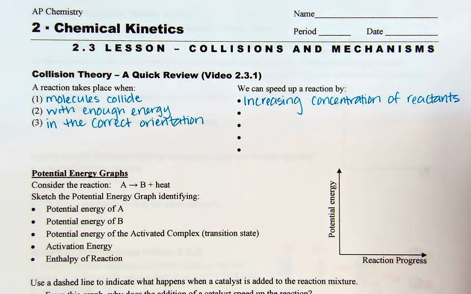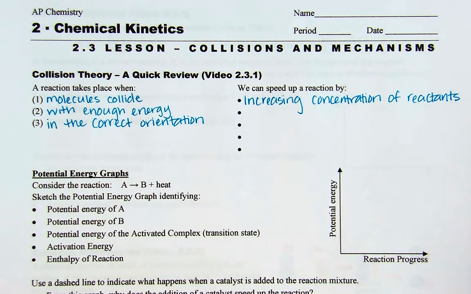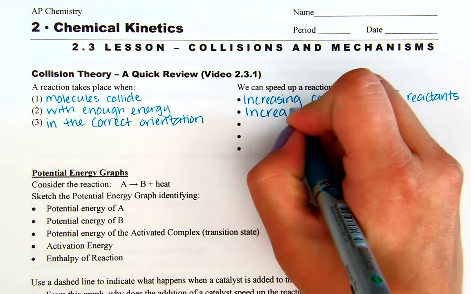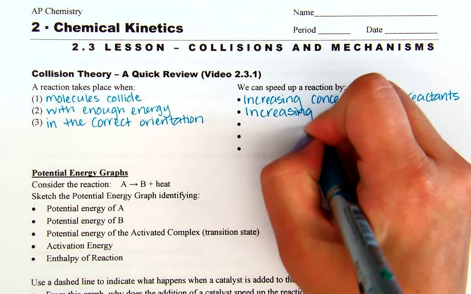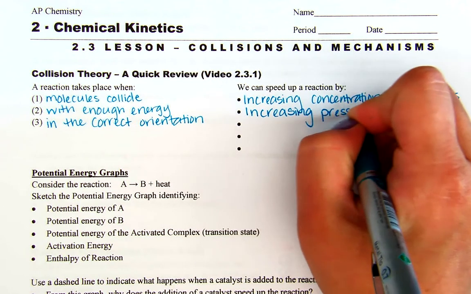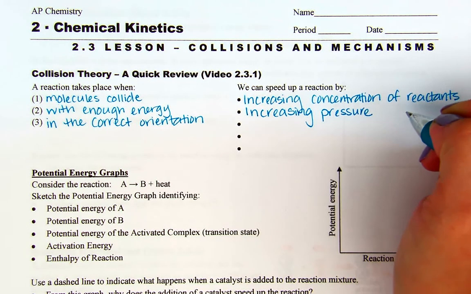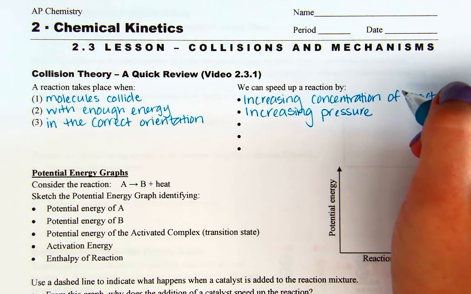So if we increase the concentration, we increase the amount of molecules that are present, and the more likely they're going to be to bump into each other, and the more likely they'll be in the correct orientation because there's just more collisions. We can also increase the pressure, which will do the same thing as increasing concentration. And this specifically is helpful for gases. If we increase the pressure of gases, we push those molecules closer together and they're more likely to collide.